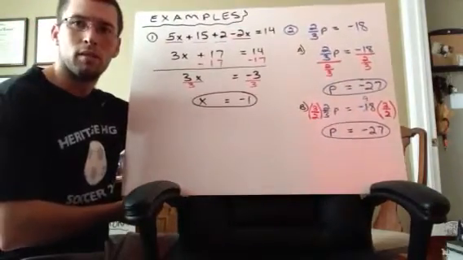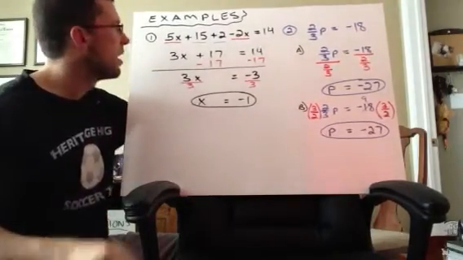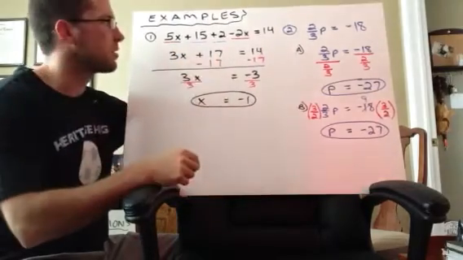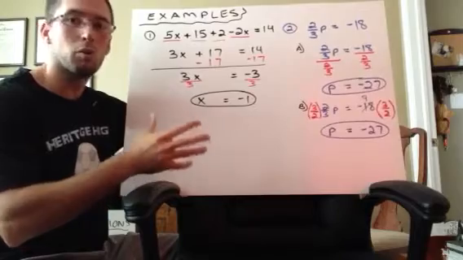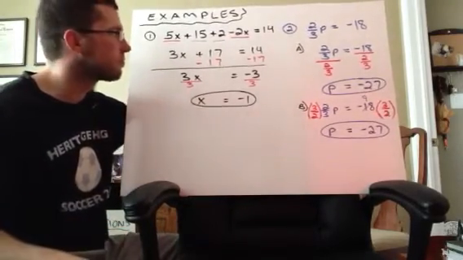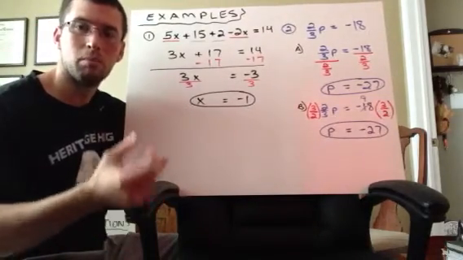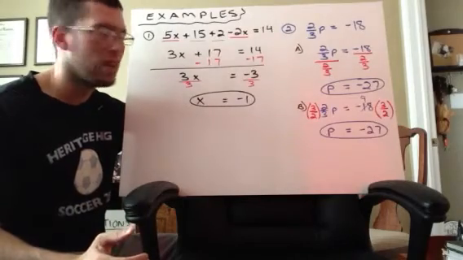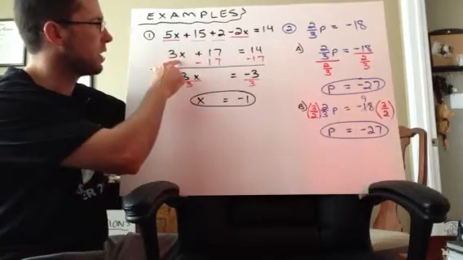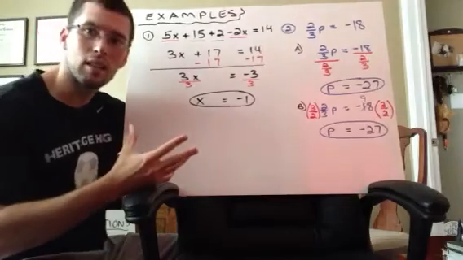So example 1, pretty basic, but I wanted to start off with not too easy of problems. 5x plus 15 plus 2 minus 2x equals 14. So we only really have one side of the equal sign to work with, which is kind of convenient. So what I've done is I've underlined in red the like terms and in blue the like terms. So the red have the variables, and you see up here you have 5x minus 2x. So I got that to be 3x, and 15 plus 2 is 17. So I've simplified that side of the equation.